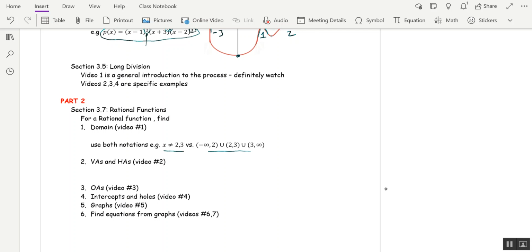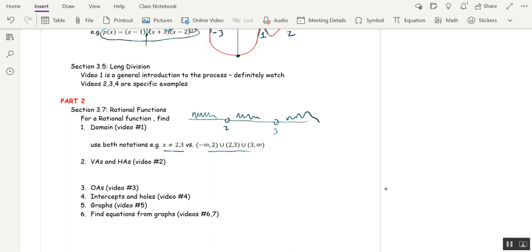And so I always suggest if you're trying to do interval notation and you have inequality notation, just make a graph. If x can't be 2 or 3, then those numbers get punched out and you're left with 3 intervals: from negative infinity to 2, 2 to 3, 3 to infinity.